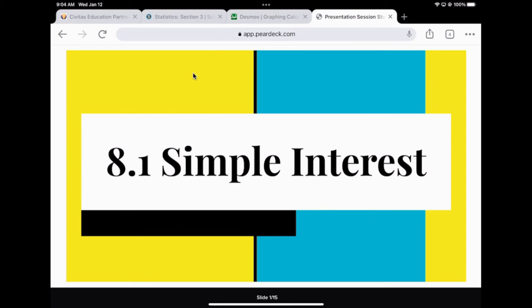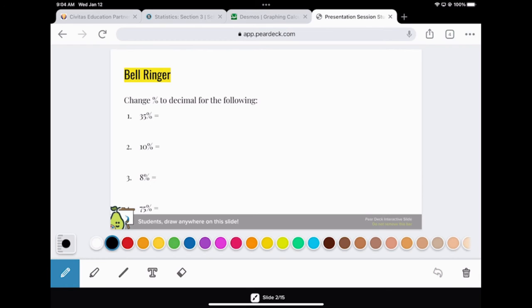So for today, simple interest. We talk about interest, but before we go further, I just want to check in to see where you are with percentage and if you can change it to decimal. What do I mean by that?